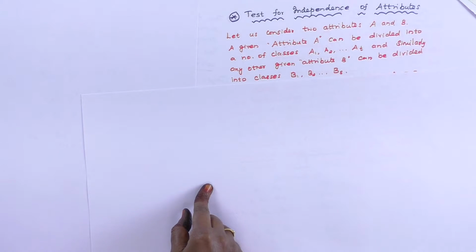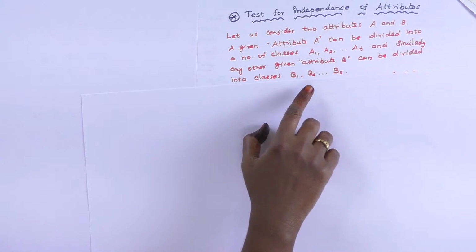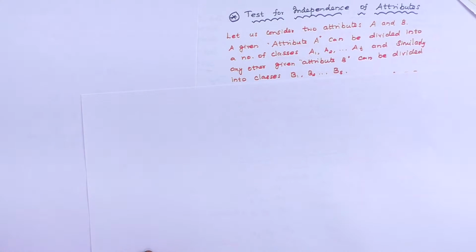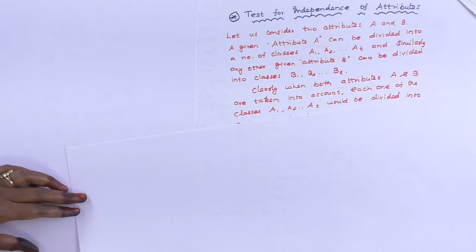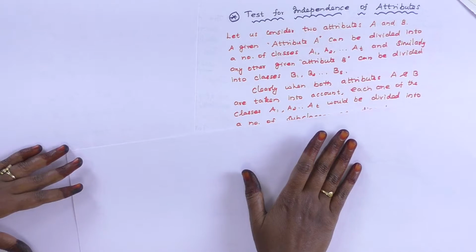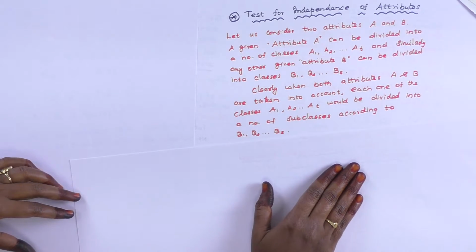Similarly, attribute B can be divided into S classes, that is B1, B2, etc., BS. Now clearly, when both attributes A and B are taken into account, each one of the classes A1, A2, etc., AT would be divided into a number of subclasses according to B1, B2, etc., BS.